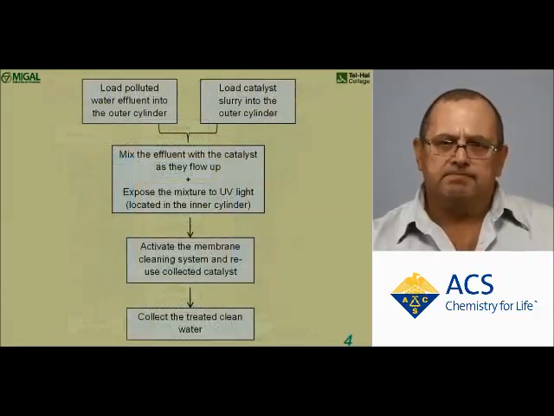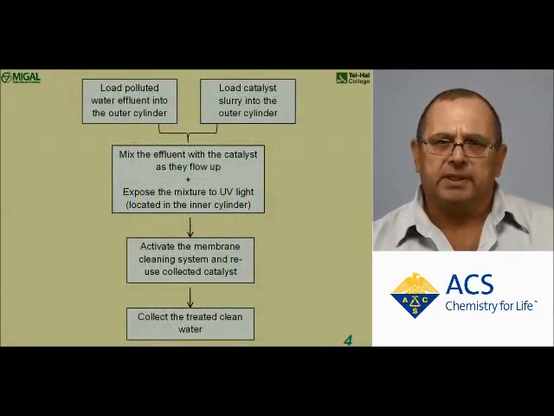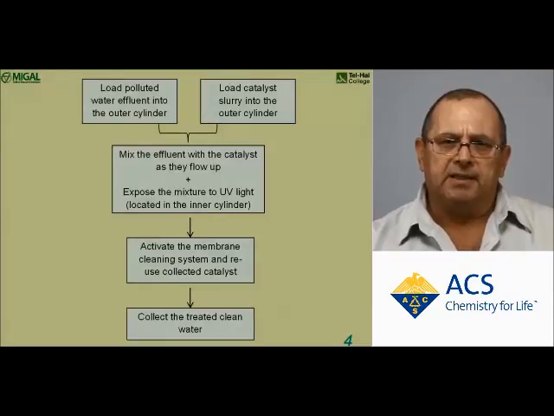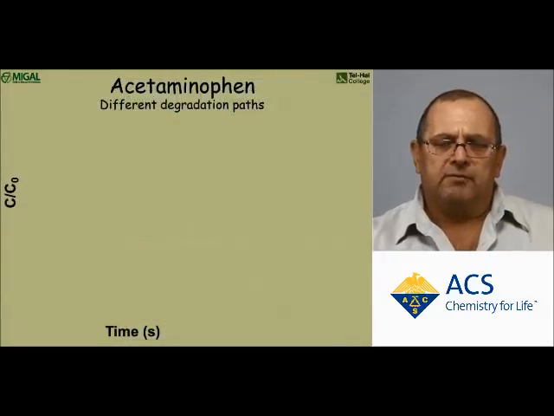So we fill the chamber with the catalyst, and we let the effluent flow through it, and the catalyst is mixed with the effluent, and the UV light irradiates everything. The membrane prevents the catalyst from going out, and we collect the treated clean water from above. I will show a few results.